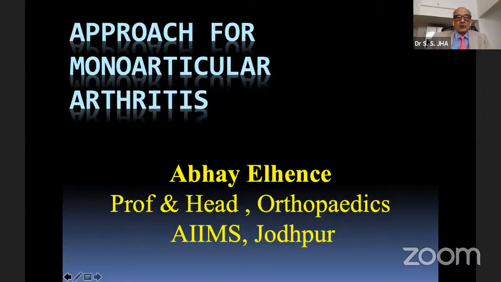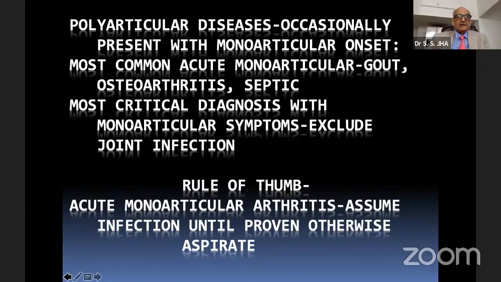As you have already said, it could be a polyarticular disease occasionally presenting with a monoarticular onset. The most common acute monoarticular conditions, as you have already enumerated, are gout, osteoarthritis, and septic arthritis, the last being the most critical diagnosis. You always have to exclude joint infection, and as a rule of thumb, in acute monoarticular arthritis, assume infection until proven otherwise and you must aspirate.